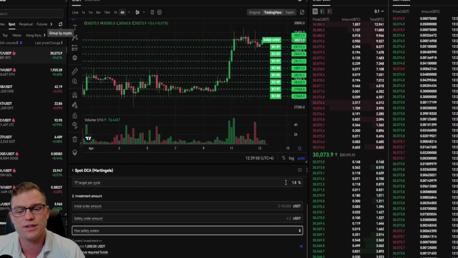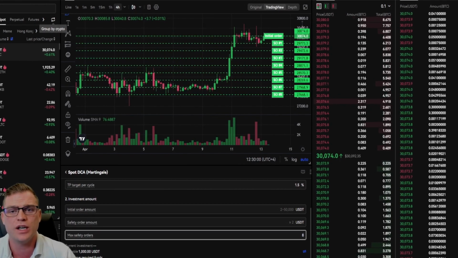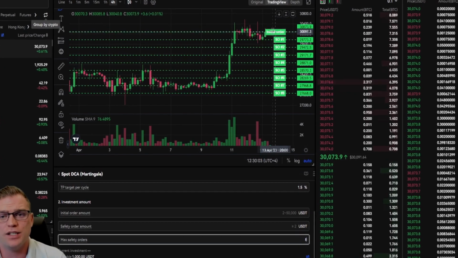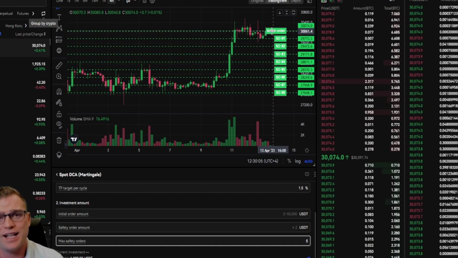So say you want to create your own manual dollar cost average bot for spot. We can see, yes, the take profit target, you need to consider this first. Your initial order is right here. This is where you're initially going to be purchasing and starting this market cycle with this DCA bot.